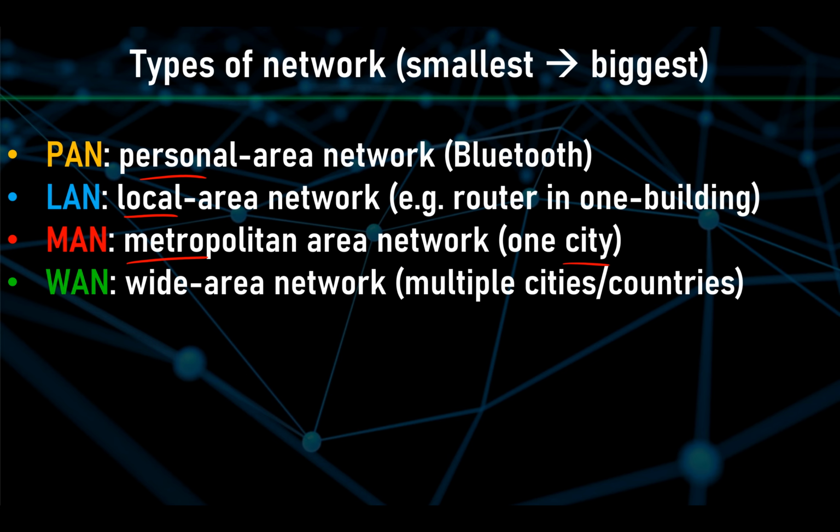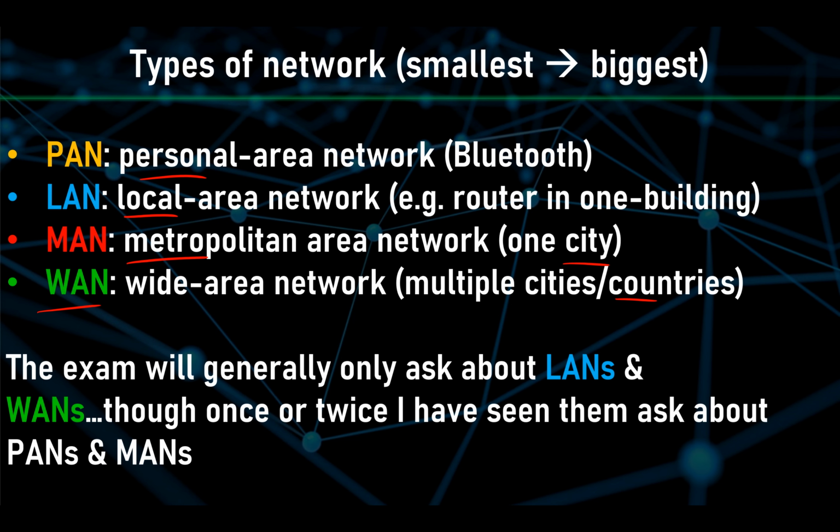Then finally, there's going to be a WAN, a wide area network, and that's going to be multiple cities or multiple countries. And we'll see later that the internet can just be considered as being a WAN, spanning basically every country. The exam generally only asks about LANs and WANs, since they're the most common, though I think once or twice there has been a question asking, what's a PAN? And also maybe MAN as well.